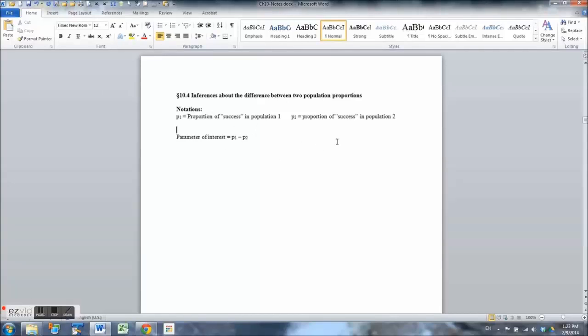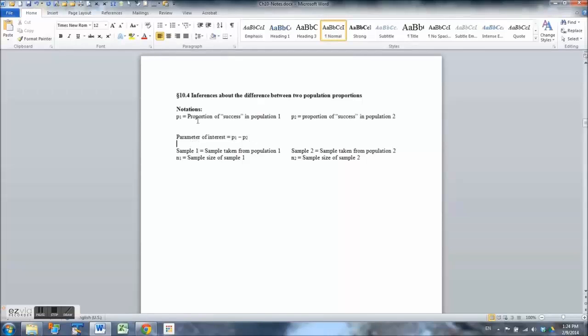Oftentimes we want to see whether the difference is 0 or not, or greater than 0 or not, things like that, whether the two population proportions of success are equal. For example, in an opinion survey, how many people like a particular product, say male versus female, whether the proportions are the same or not. So the difference in the population proportions is the parameter of interest.